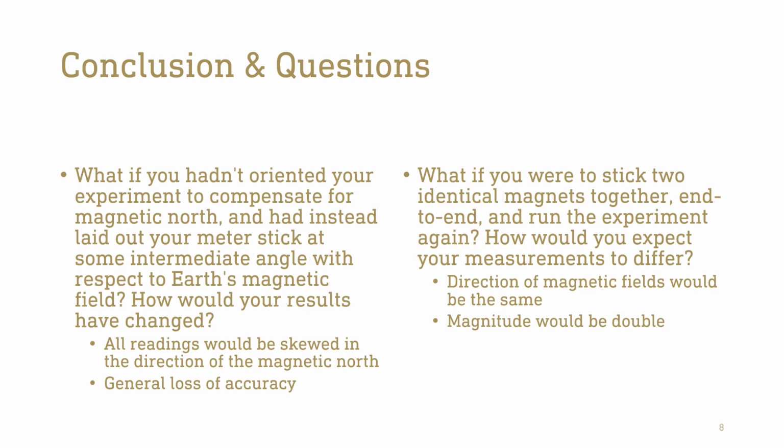If we had stuck two identical magnets together end to end, the direction of the magnetic field would have been the same, but the magnitude would have been around double, given that the distance between the two bar magnets was small enough.